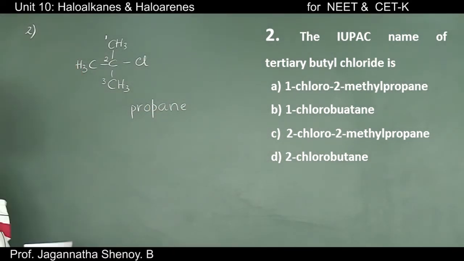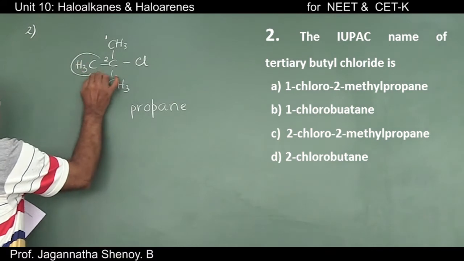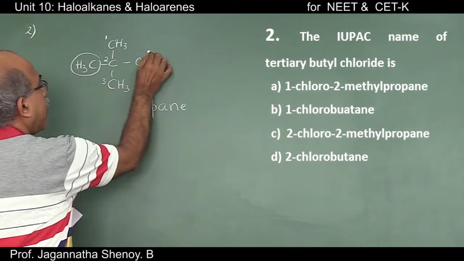Now, on the second carbon atom, we have 2 substituents. Which are the 2 substituents? On one side we have a methyl group, on the other side we have a chloro group.